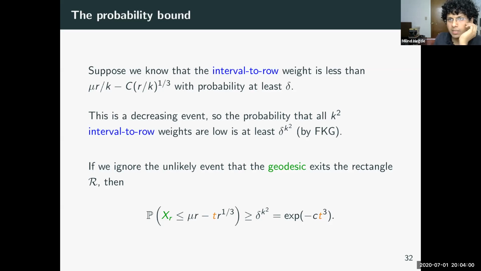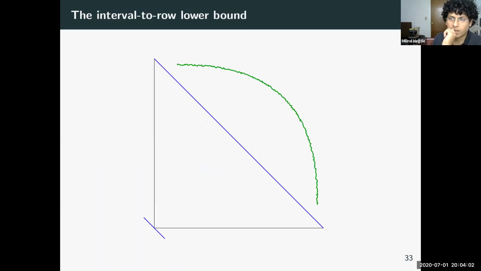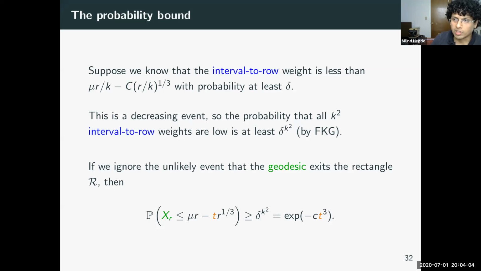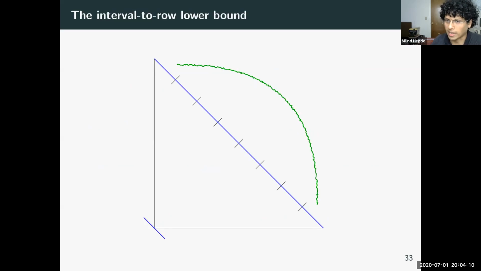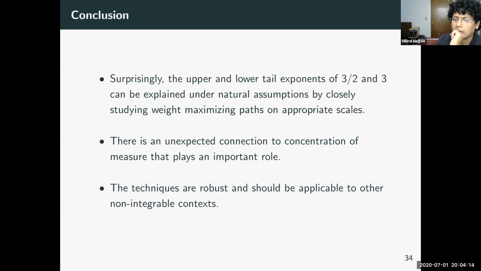Like I said, we don't have this interval-to-row lower bound. We need to prove that, but because of maybe lack of time, let me just skip that and go to the conclusion of the talk, which is that, surprisingly, the upper and lower tail exponents of 3/2 and 3 can be explained under some natural assumptions by studying these weight maximizing paths, either the geodesic or the geodesic watermelon on appropriate scales.